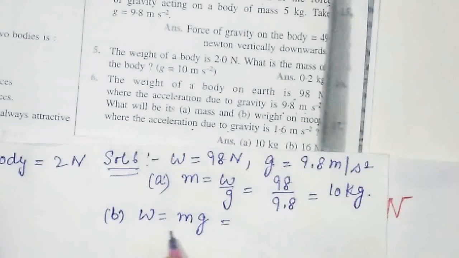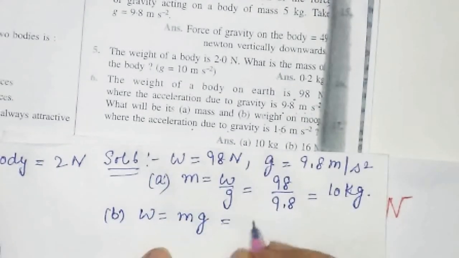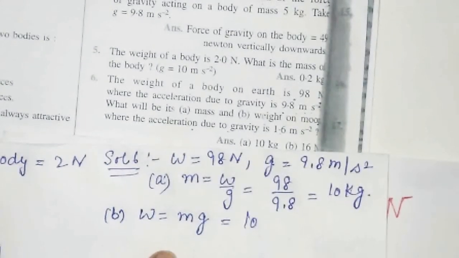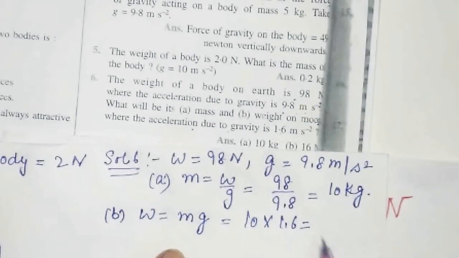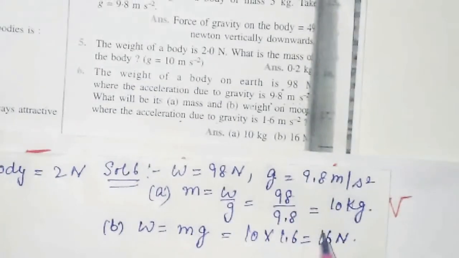So the weight on moon is m into g. So the mass is 10 kg. Mass remains the same on earth as well as on moon. Clear? Mass on the moon is the same as mass on earth, that is 10 kg. g is 1.6. Now it becomes 16 Newton. So the right answer is 16 Newton. Clear?